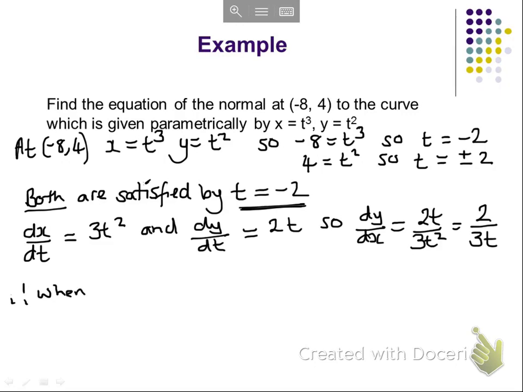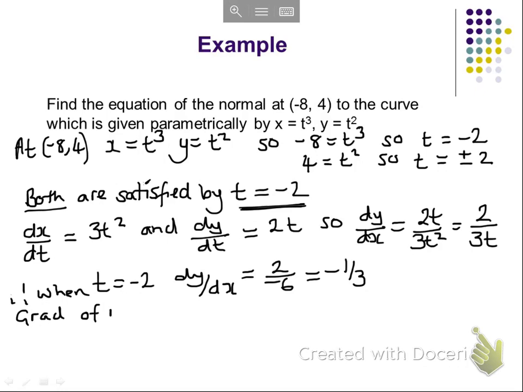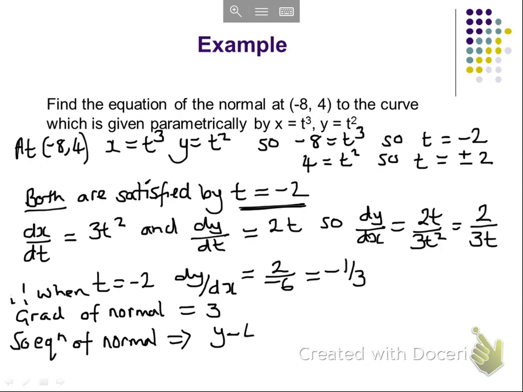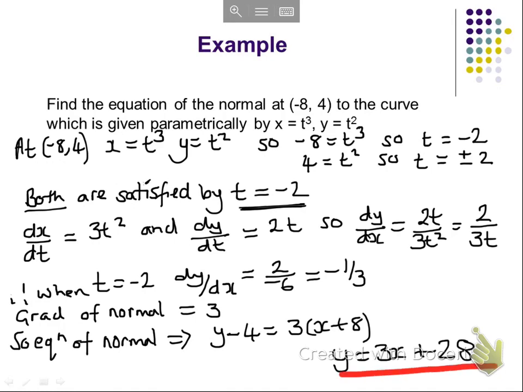So at the point when t equals minus 2, dy by dx will equal 2 divided by minus 6, which is minus 1/3. Therefore, the gradient of the normal will be equal to 3. So now I can work out the equation of the line going through the point minus 8, 4. So the equation of the normal will be y minus 4 equals 3x plus 8. Minus minus is a plus. So y equals 3x plus 28.